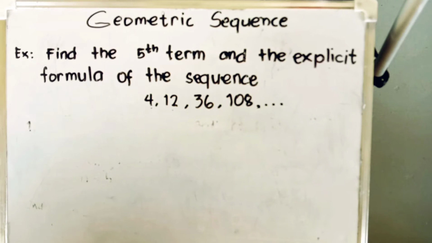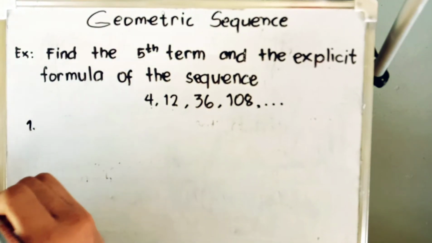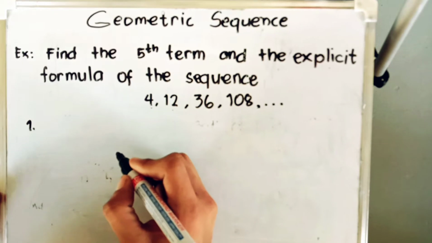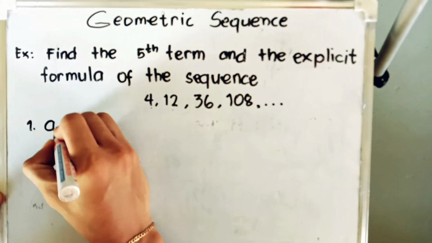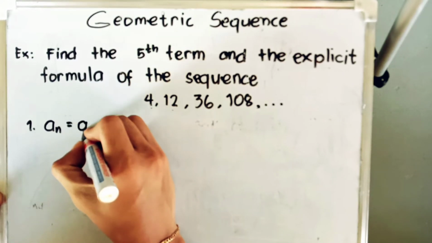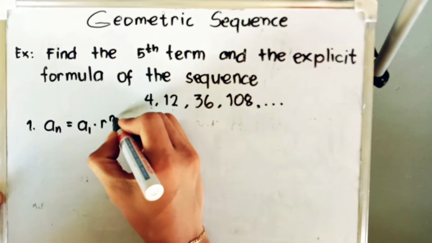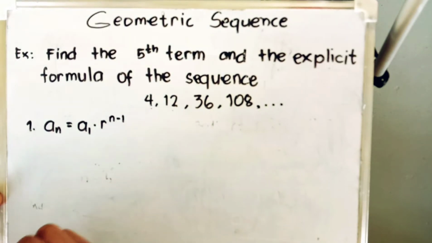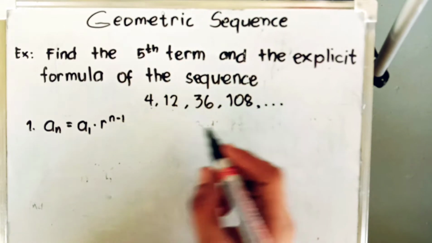So the very first thing, in order for us to solve problems involving geometric sequence, is to find the visible variables from the given formula. So take note, our formula is a sub n is equal to a sub 1 multiplied by the common ratio to the power of n minus 1. So let's find those variables that are said to be given.